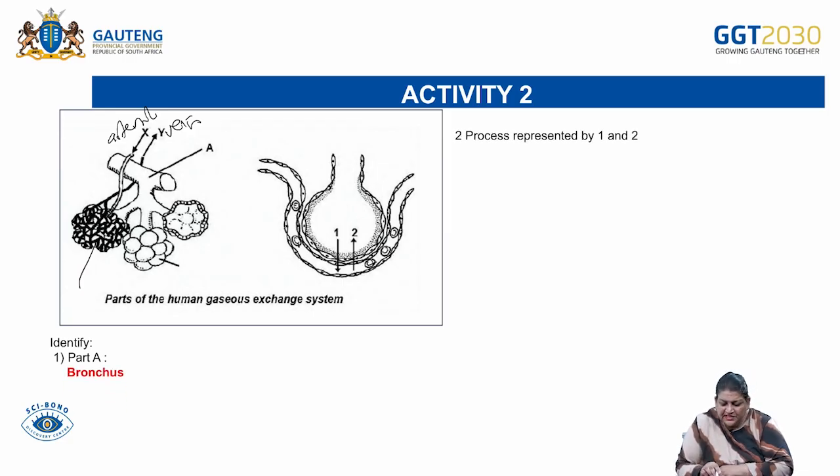What is the process represented by 1 and 2? Something is going to move through the thin membranes to the blood, and from the blood through the moisture into the lungs. What is this process? It's gaseous exchange, okay? Or you can even say diffusion.